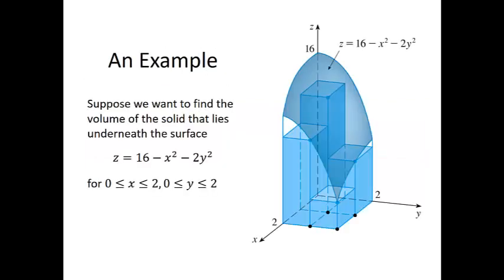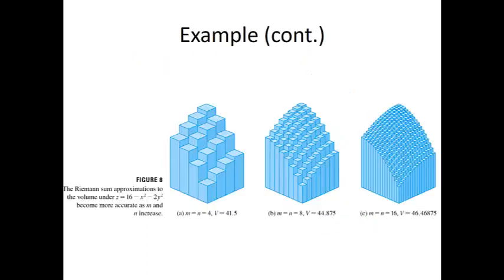Here's an example. Suppose we want to find the volume of the solid that lies underneath the surface z equals 16 minus x squared minus 2y squared for x between 0 and 2 and y between 0 and 2. Here we see an approximation of the volume by 4 boxes. Here are other versions where we have m and n equal to 4, 8, and 16. Notice, the approximation of the volume under this surface becomes more accurate as m and n increase.